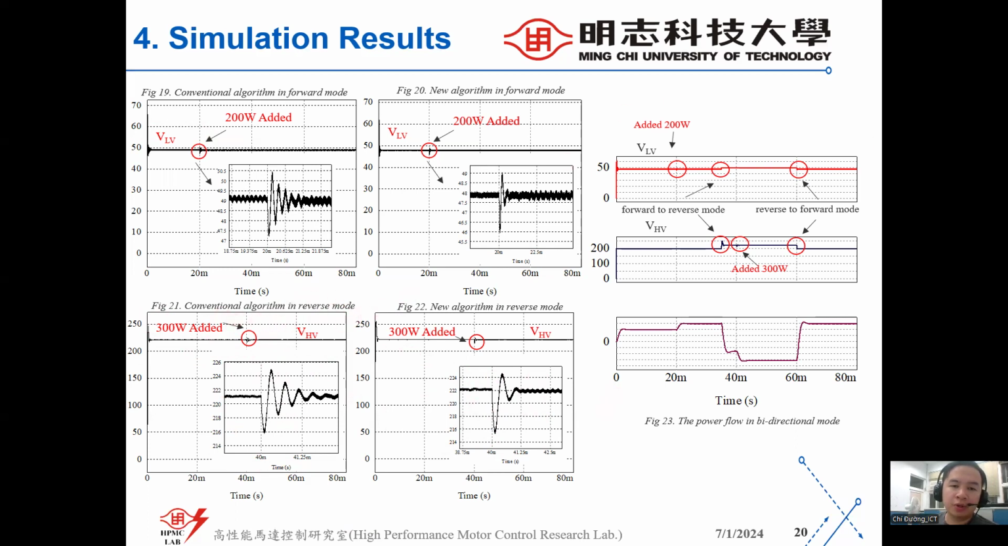And for the power flow in the bidirectional operation, in the forward mode, the power will transfer from the high side to the low side, and it will be added with 200 watts. And when the output voltage in the lower side is greater than 48, we change to the reverse mode. And we also have power added at this time in the reverse mode.